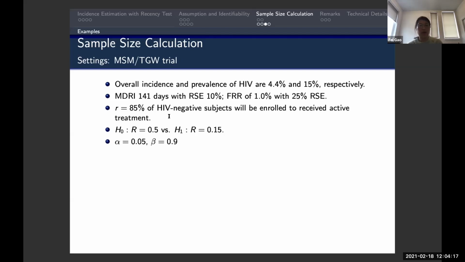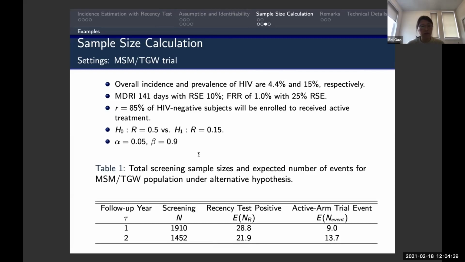We'll assume that 85% of HIV negative subjects will be enrolled in the trial to receive active treatment. And the hypothesis we're looking at is R equals 0.5 versus R equals 0.15. So 50% effective versus 85% effective. So we calculate sample size for 0.05 alpha level and 90% power, and this is what the screening sample size looks like. If we follow all subjects for 1 year, then in order to make use of this recency test constructed counterfactual placebo incidence, we will screen a little less than 2,000 subjects.